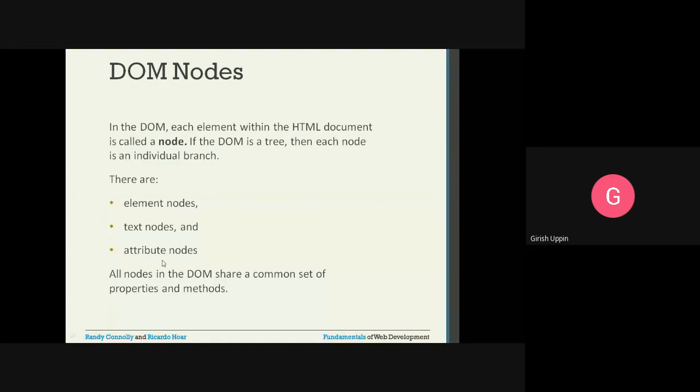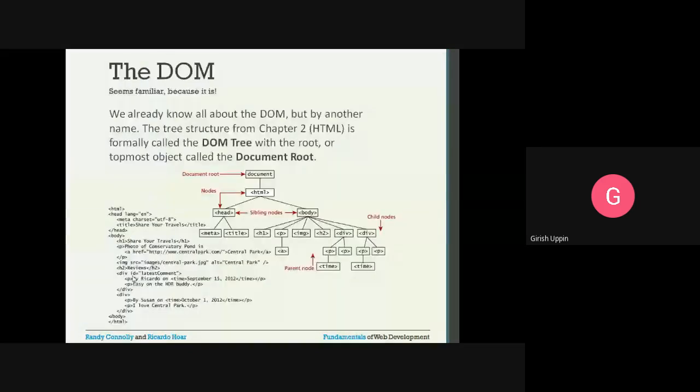Then we have the attribute nodes. What are the attribute nodes? We know every HTML element has many attributes. Those attributes form the attribute nodes. For example, in this previous example, you can see the anchor node has the attribute called href. So this href is an attribute node.